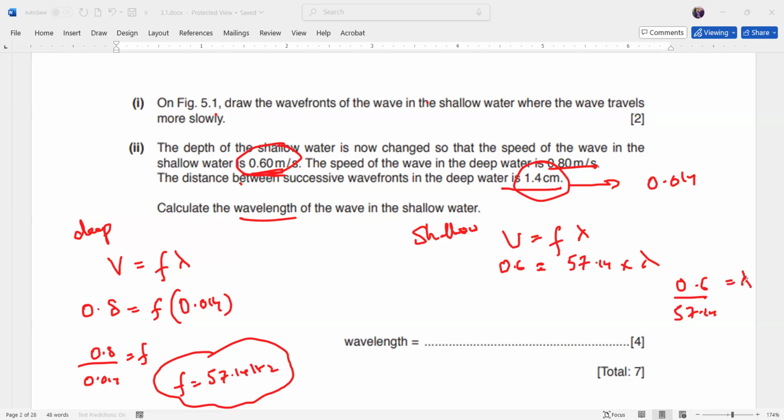What's the answer for wavelength? The answer is 0.0105, and the unit will be meters. We can write the wavelength as 1.05 exponent, or I can count the decimal point here: 1, 2 and 3. So I can also write 10.5 × 10⁻³.